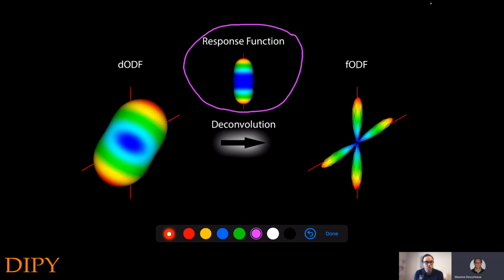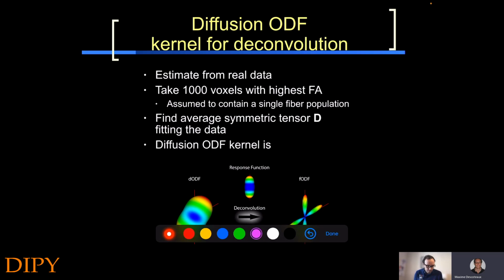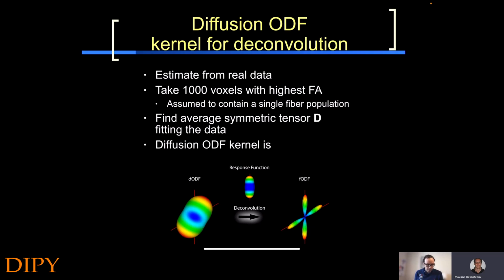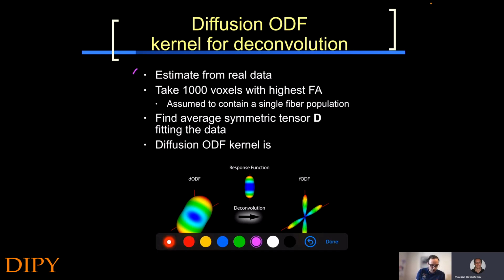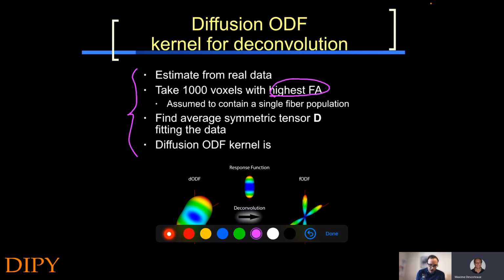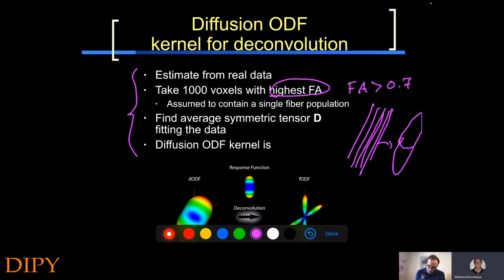Or another option is to estimate it from the data. And so typically in the algorithms, we have automatic response function estimators. That's what we do in Dipy. And so a good solution is to go look for voxels where the FA is high, for instance, FA above 0.7. So we know we're in single fiber voxels, and this behaves like a diffusion tensor. So we can estimate this response function and then use it in the deconvolution process. So this is what is done when it's data driven.